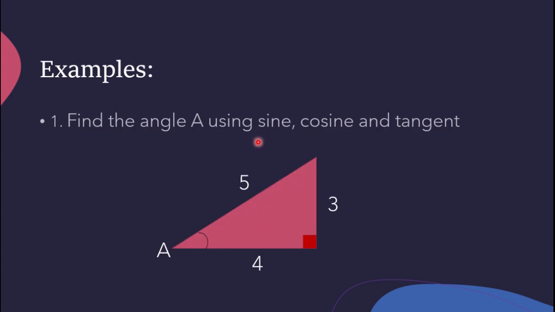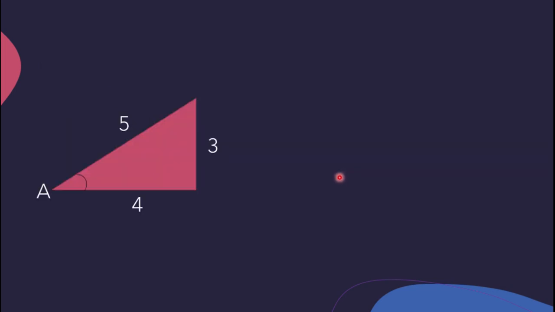Okay, so next problem. Find the angle using sine, cosine, and tangent. Angle A is not given. The givens are the opposite side, the adjacent side, and the hypotenuse. We can find the angle easily by using the sine, cosine, and tangent. First is sine A. Sine A is opposite over hypotenuse, which is 3 over 5.